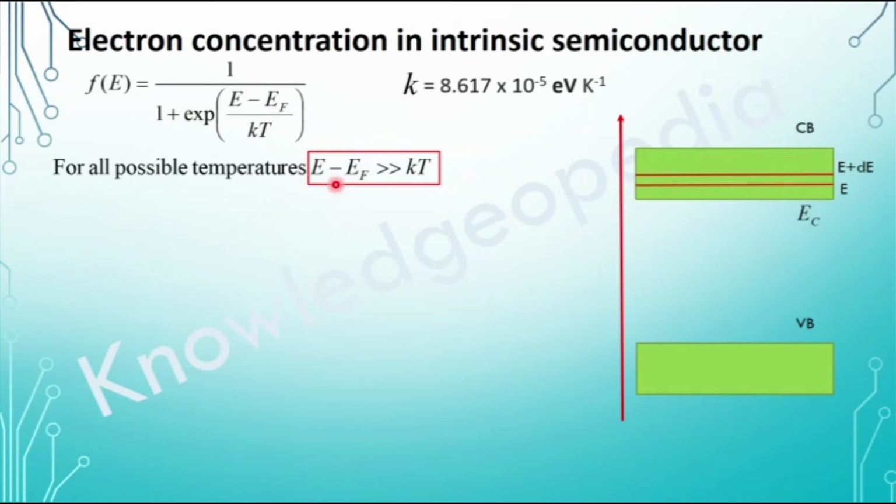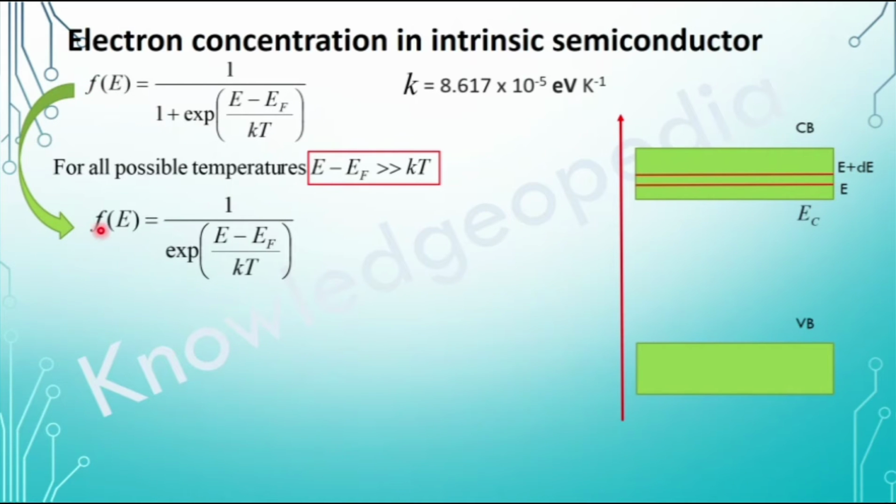If E minus EF is much greater than kT, that means the numerator is much larger as compared to the denominator. If the numerator is very high, then this exponential function will have a very large value as compared to 1, and hence 1 can be neglected as compared to this exponential function, because of which f of E can be approximated as f of E is equal to 1 upon exponential E minus EF by kT, because we have neglected this 1 compared to this exponential function.